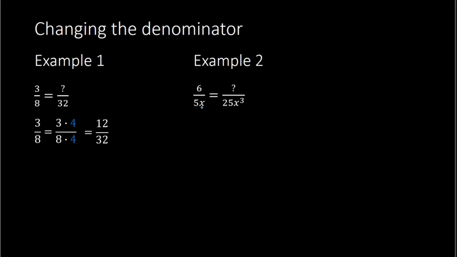Now that's the basic concept that will carry us through even with the algebra problems. Here we see another example where now we have variables. We have 6 over 5x equals something over 25x to the third power. So we ask ourselves once again, what are we multiplying 5x by to get to 25x to the third power? Well, 5 times 5 gives me 25, and x times x squared gives me x to the third power. So this would be multiplied by 5 and an x squared. So I do the same thing on the top as well. I do 6 times 5x squared. So 6 times 5x squared would equal 30x squared for the top, and then your bottom was 25x to the third power.